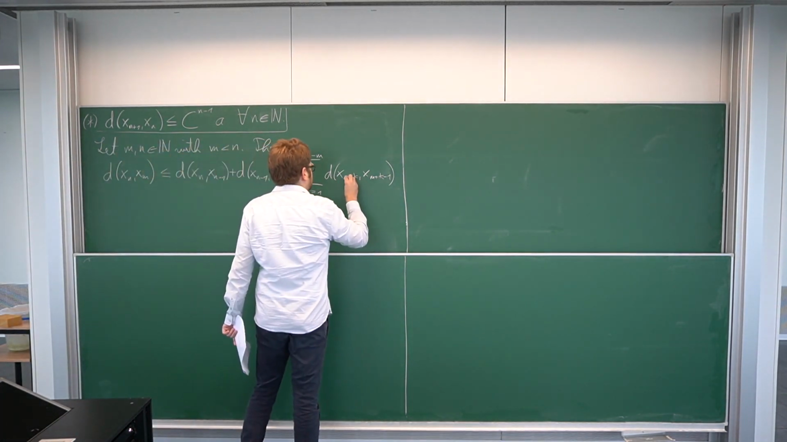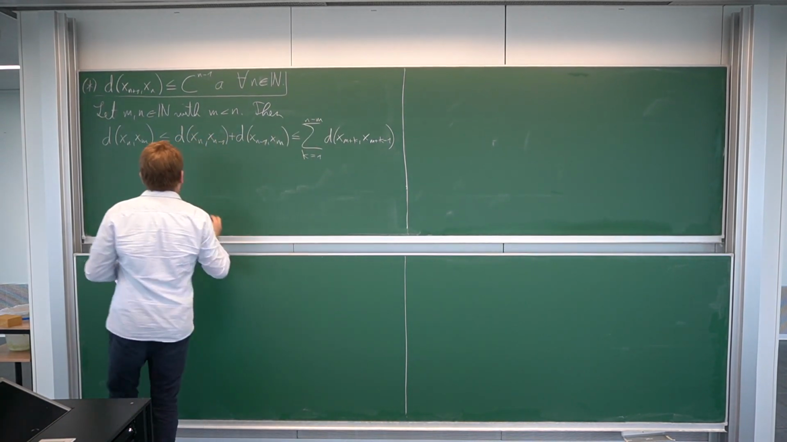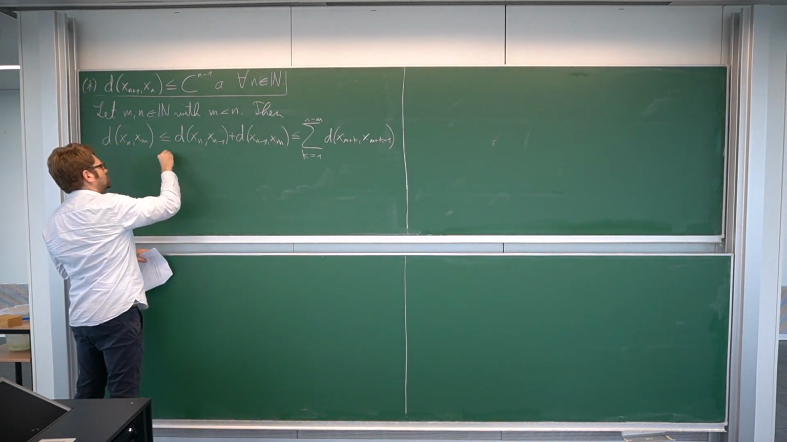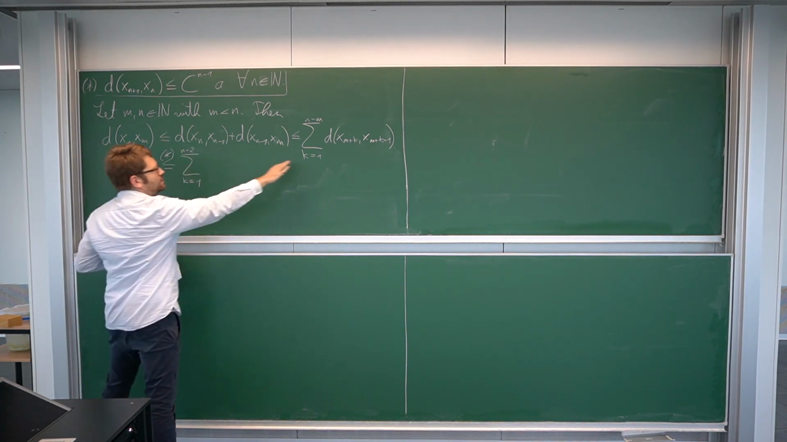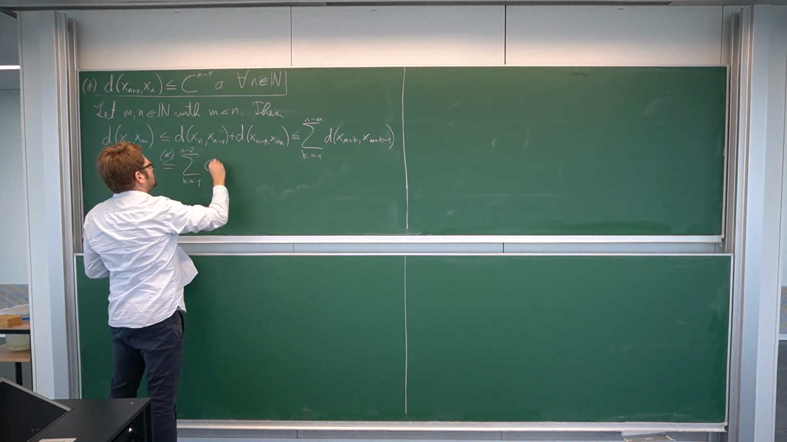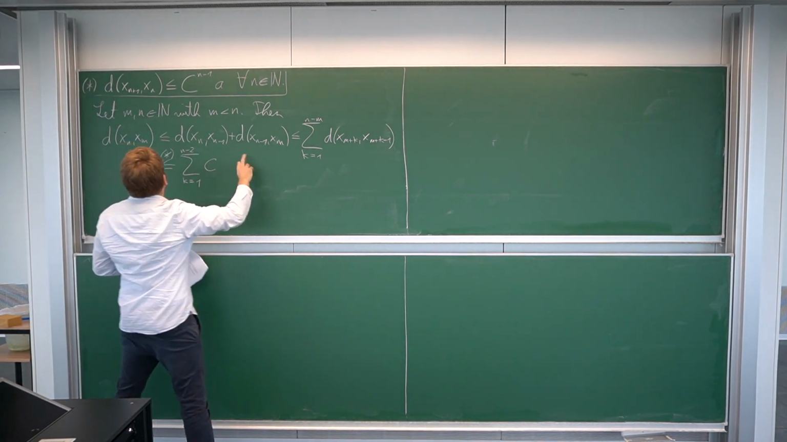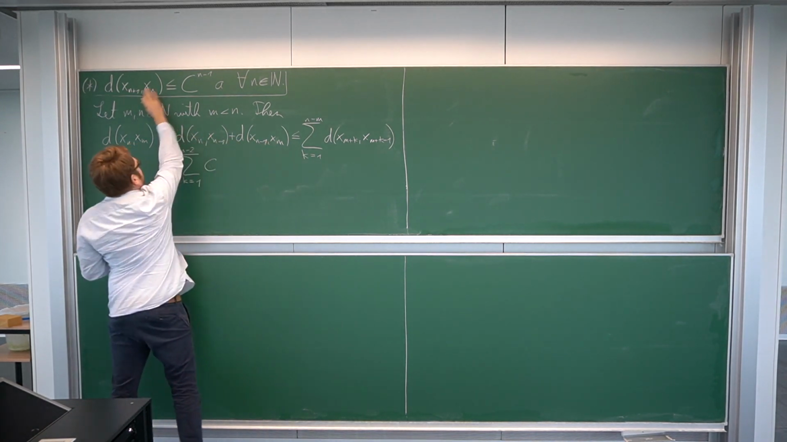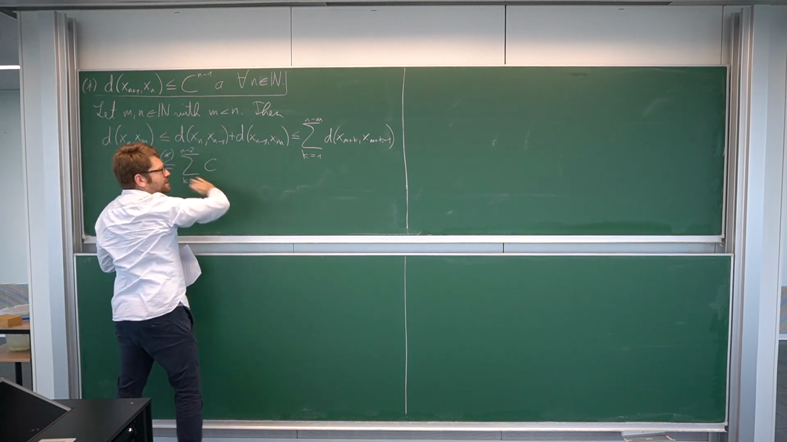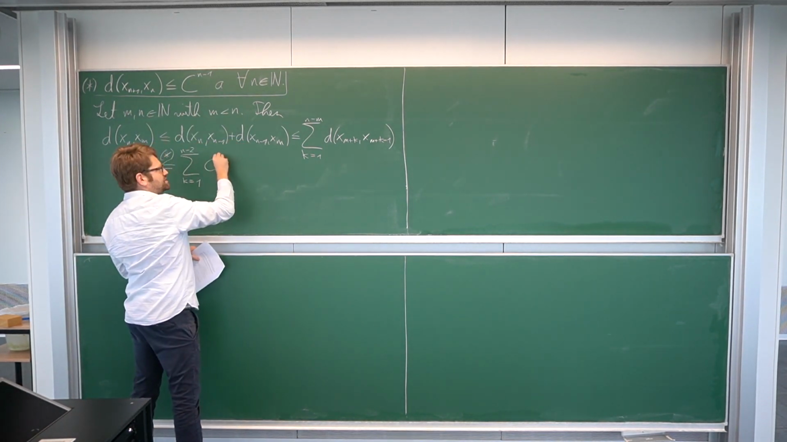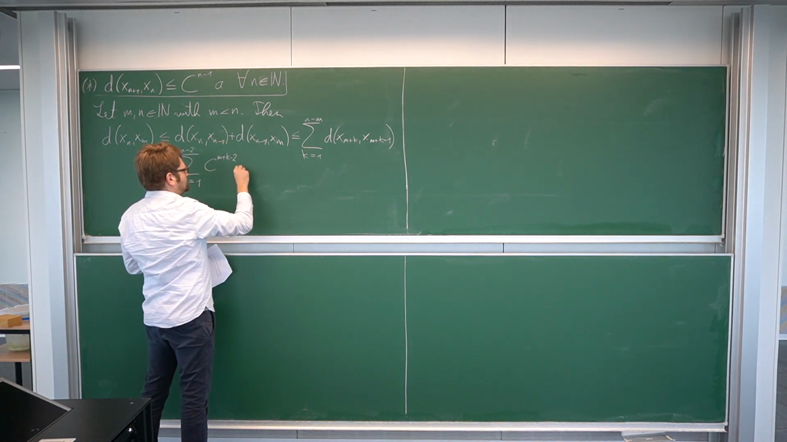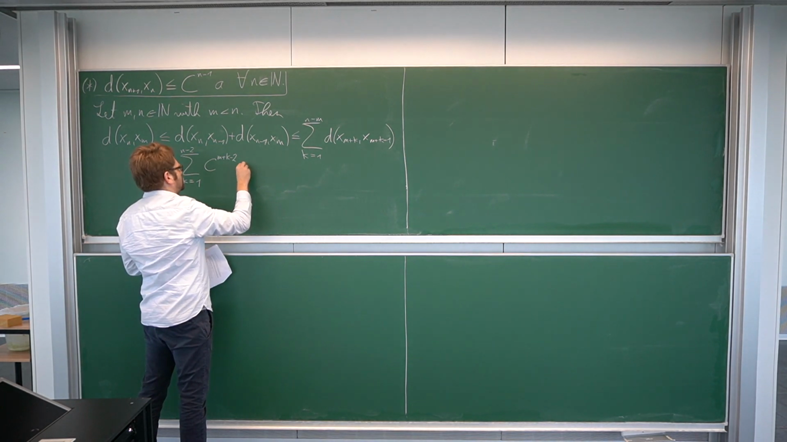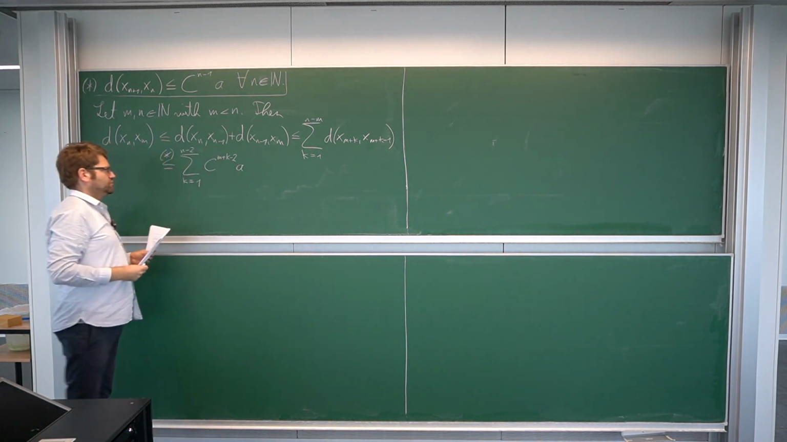Now, these here we can estimate. For this, we can apply the inequality that we had. So for each of the summands, this is smaller than or equal to the sum over k from 1 to n minus m, and each of these is estimated by C to some power, and now we just need to get the index right. The first index minus 2, so we have C to the m plus k minus 2 times a. Yeah, that's it.